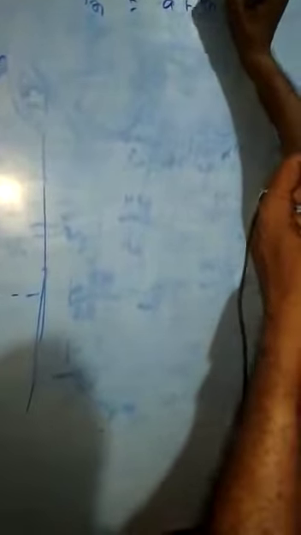A plus 2D, A plus 3D. N is the number of terms. D is the common difference. A is the first term, the starting term. This is the formula. In this formula, one question is here, look here.